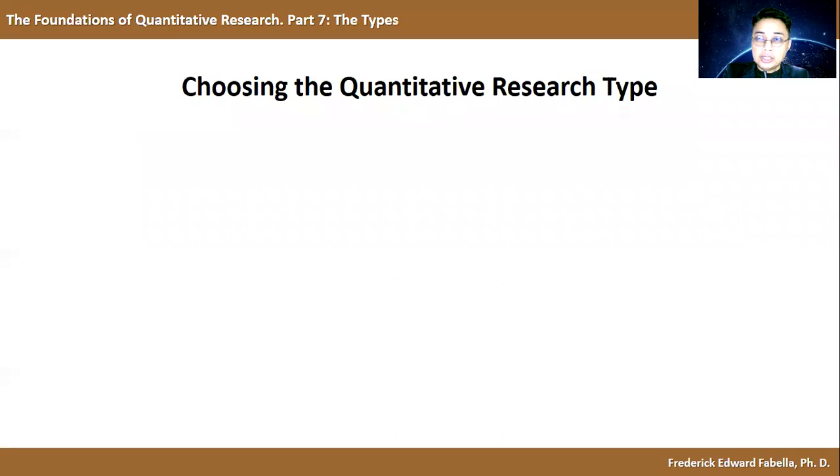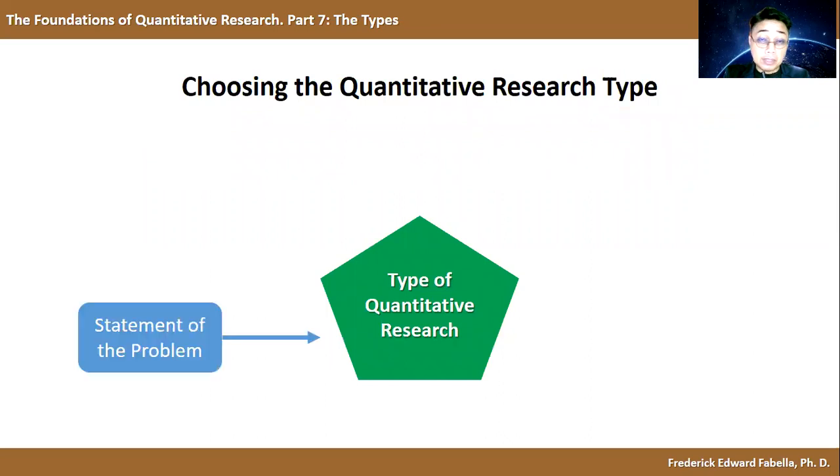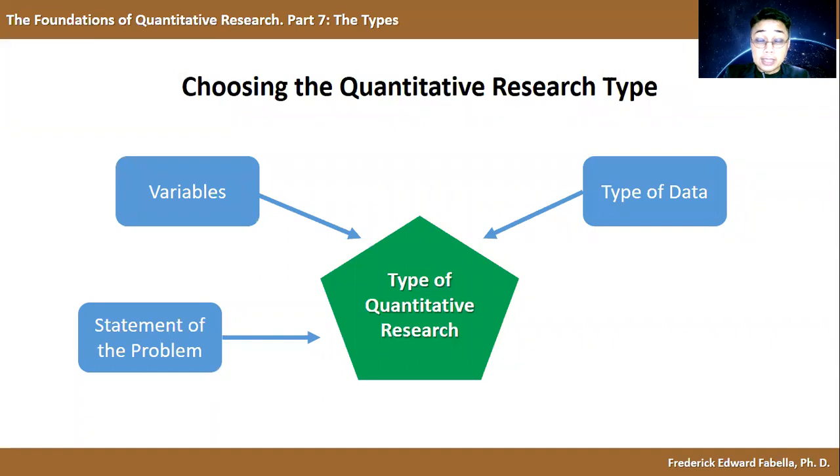Okay, so choosing the quantitative research type. The type of quantitative research that you will utilize for your study will depend on a number of factors, one of them being the statement of the problem. Also, you need to consider the variables that you wish to study as well as the type of data that you need and the population that you're considering. Okay, so these are the factors that you need to consider.